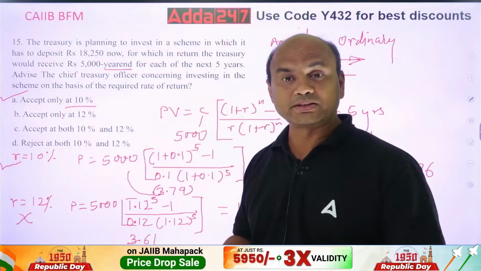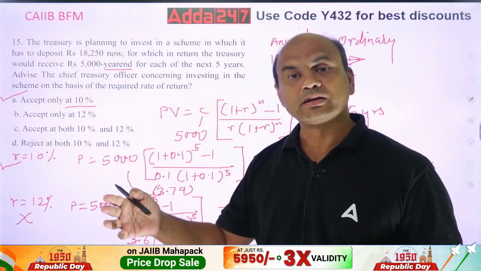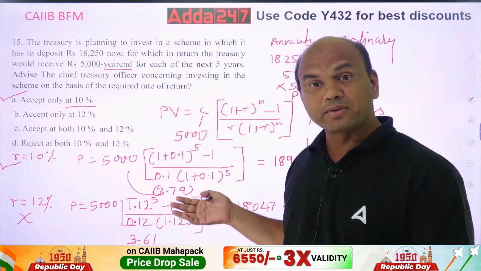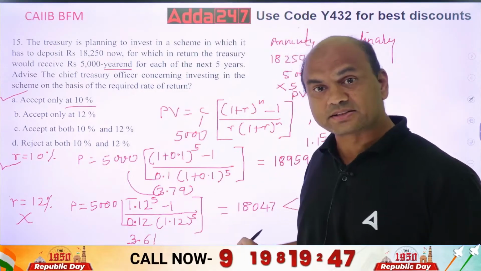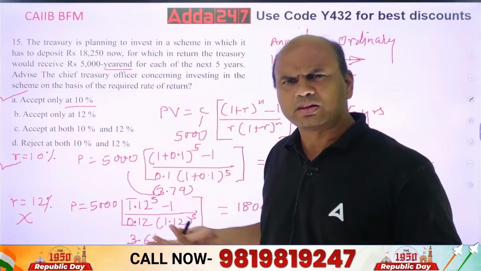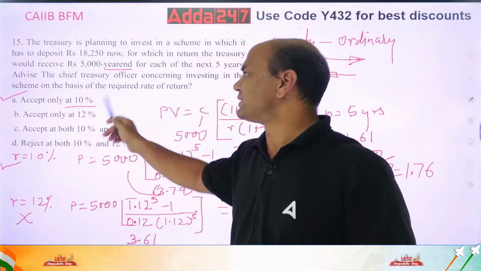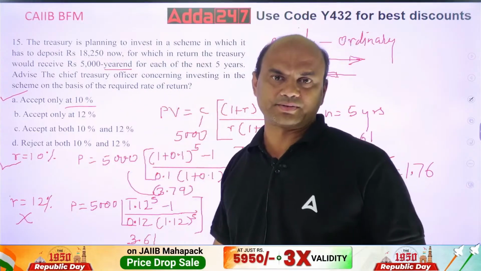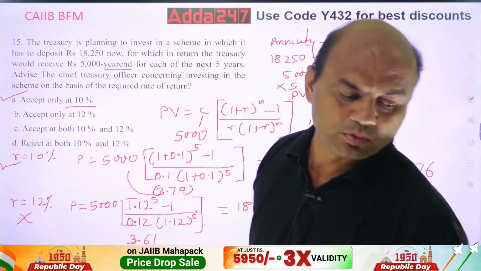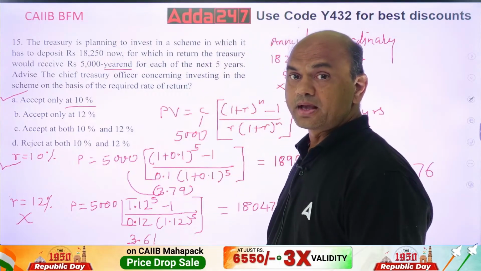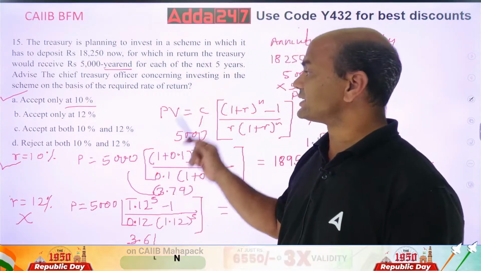My present value, whatever I am investing, and the present value of the funds. So whatever I am getting in the present value is less than whatever I am investing. So I will not accept it. So I will reject it at 12% and accept it at only 10%. Kindly note this. I will reject it at 12% and accept it at only 10%.